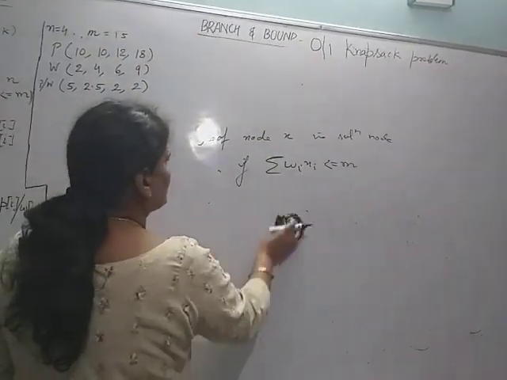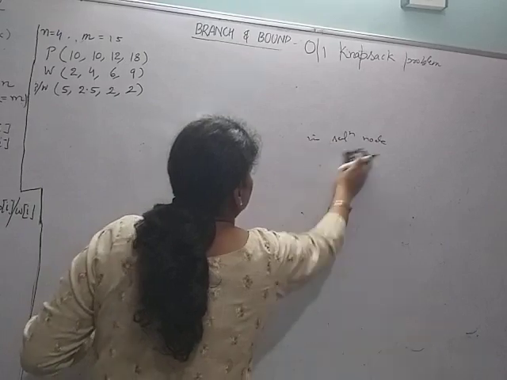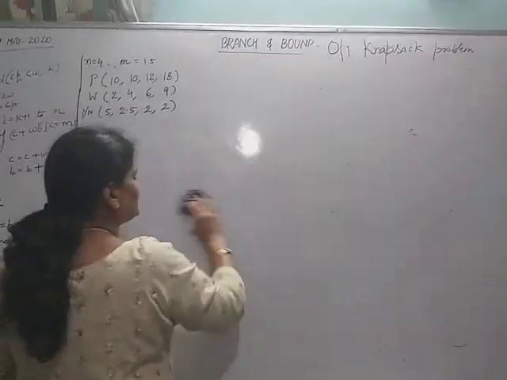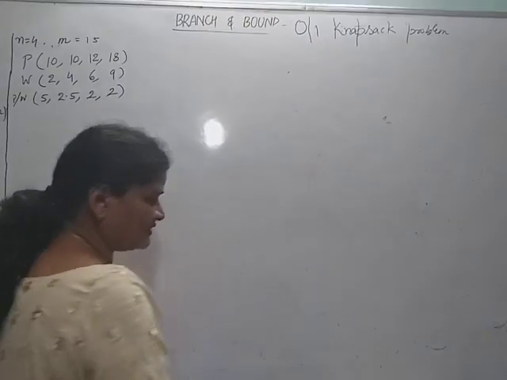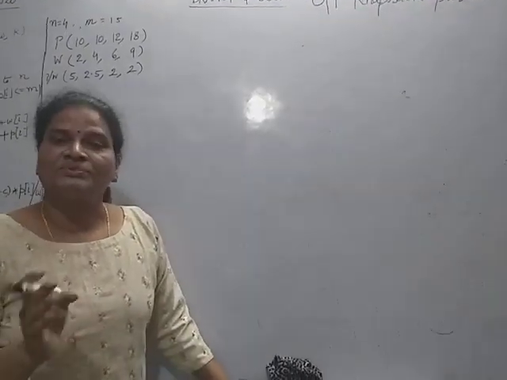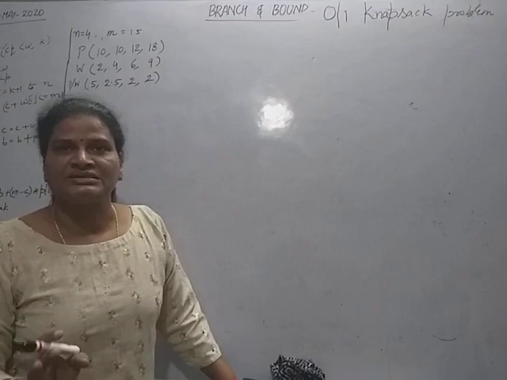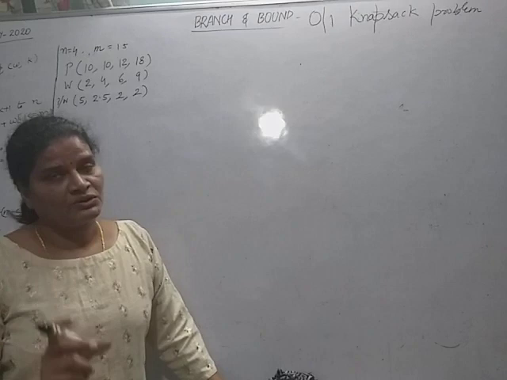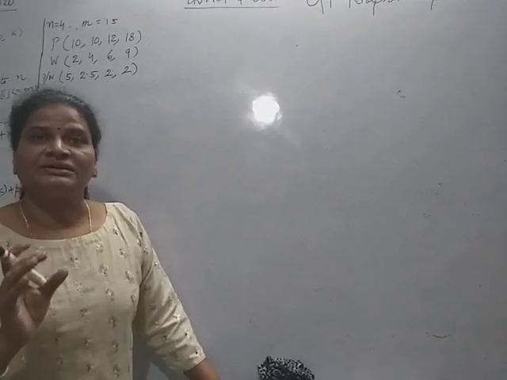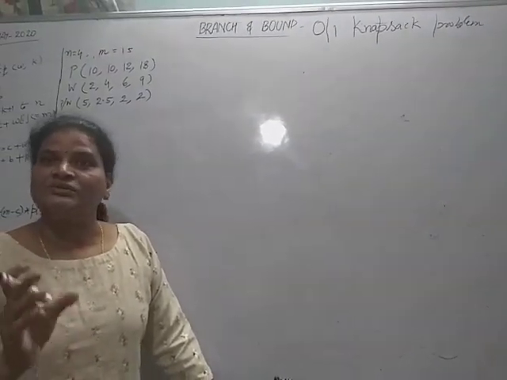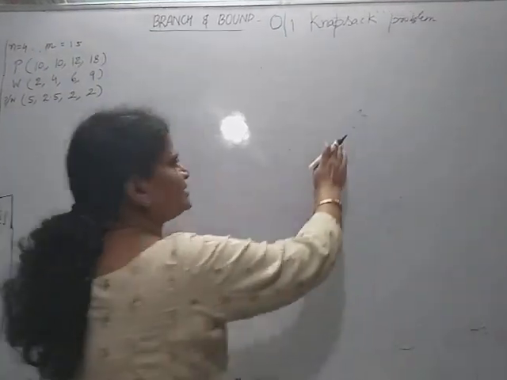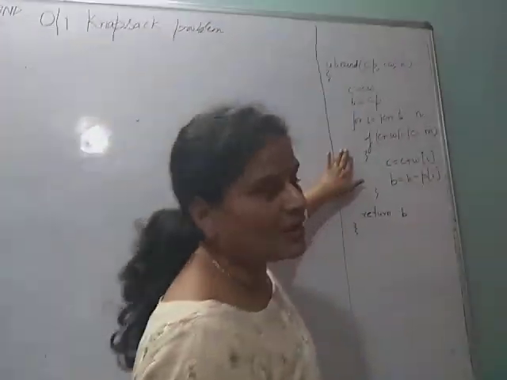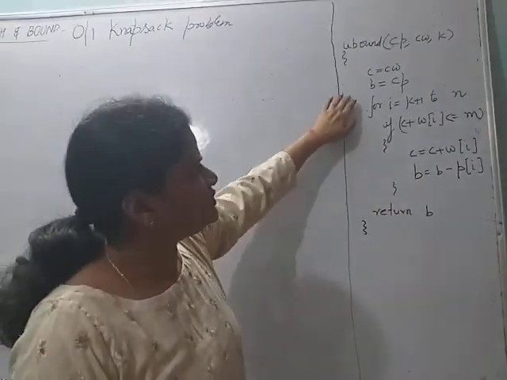Okay, so how do we solve this? I said that to apply the least cost search method or FIFO search method, first we have to find the cost of each node. That cost is simply the cost of reaching the answer node from the live node X. Here I have given the u bound function, and this is the bound function.